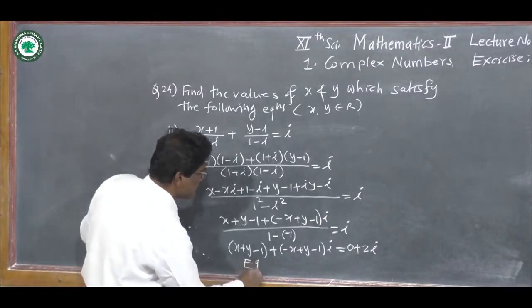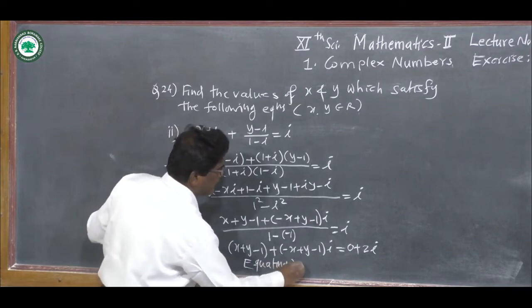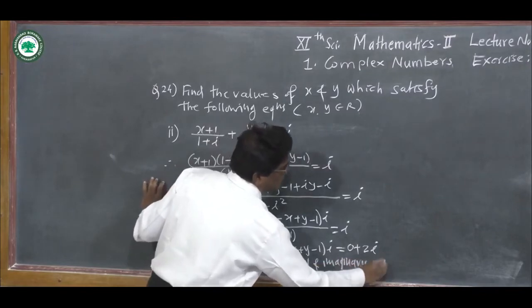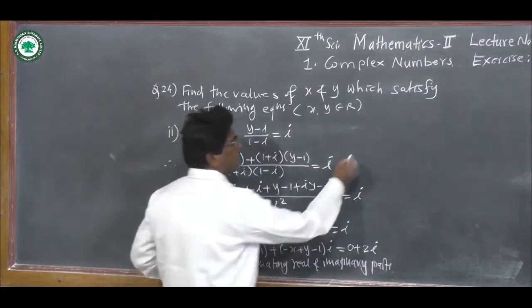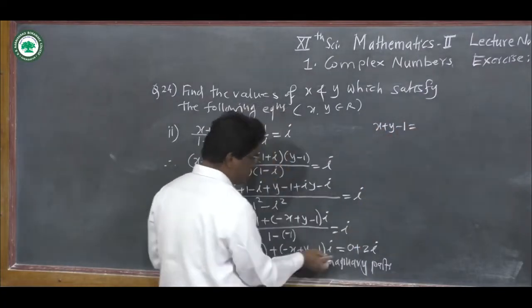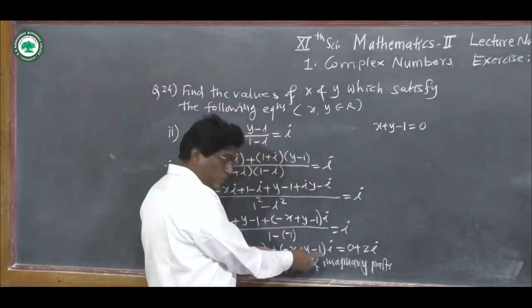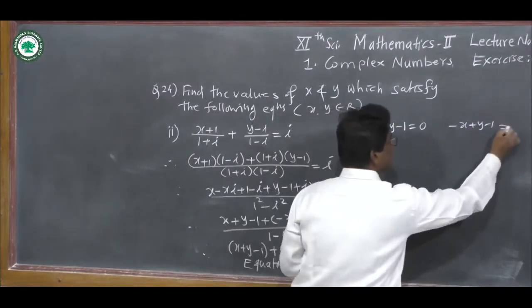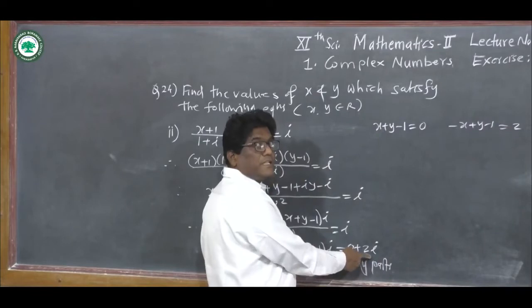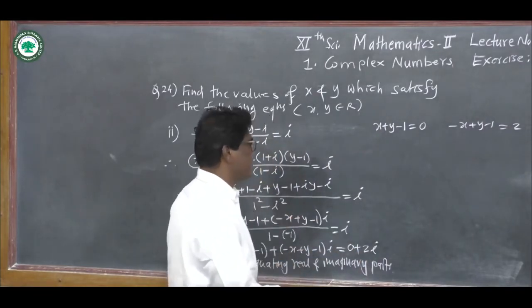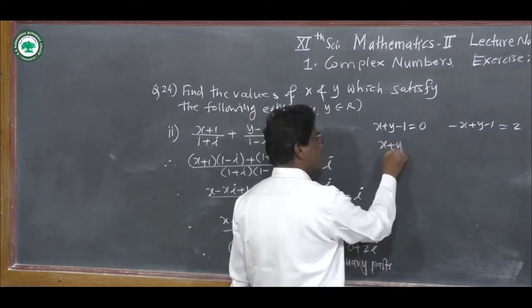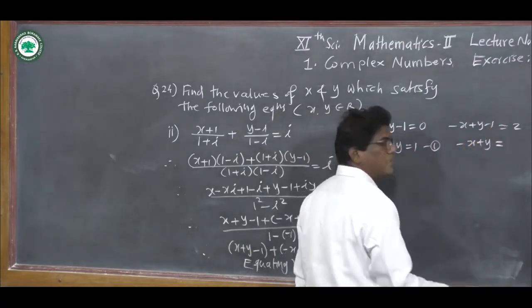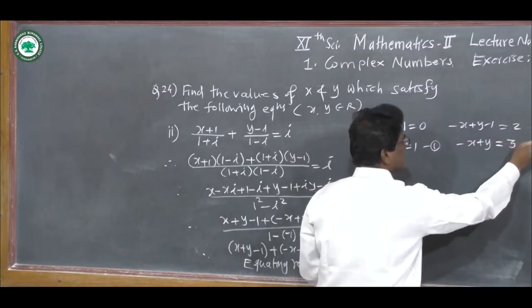So we get x plus y minus 1 is equal to 0 on the right hand side, and the coefficient of i, that is minus x plus y minus 1, is equal to 2. So x plus y is equal to 1, we call this equation 1, and minus x plus y is equal to 2 plus 1, that is 3, we call this equation number 2.